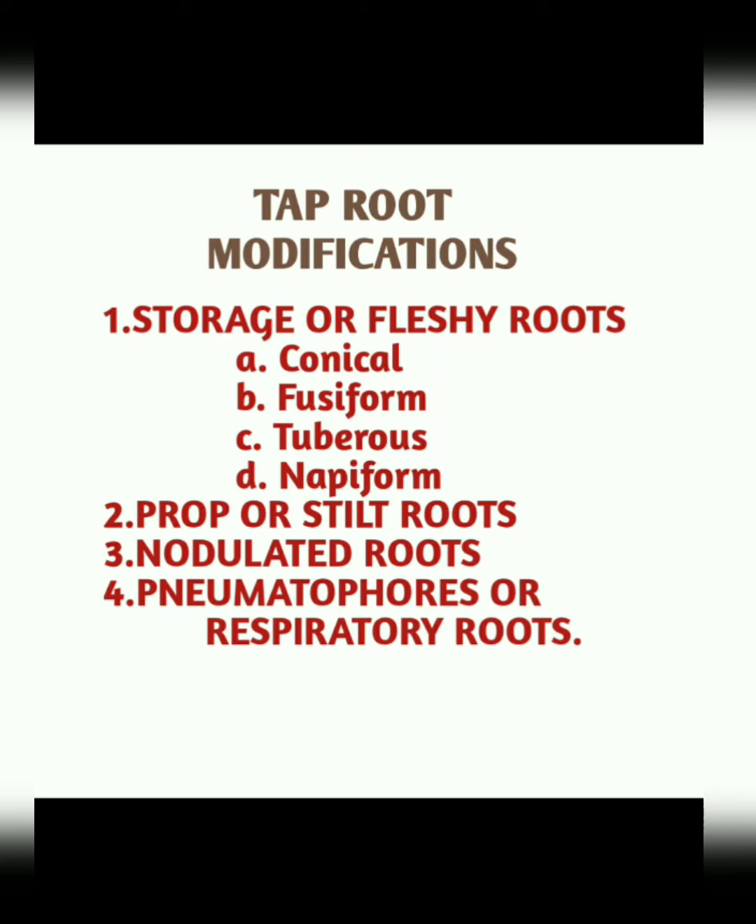See, the root is storing the food material. When it is storing the food material, the shape is getting changed, so it is changing into different shapes. Based on that, the storage or fleshy roots are divided into four types: conical, fusiform, tuberous, napiform. We will see each and every one. Then we will move to the second one, prop or stilt roots, then nodulated roots, then pneumatophores or respiratory roots.